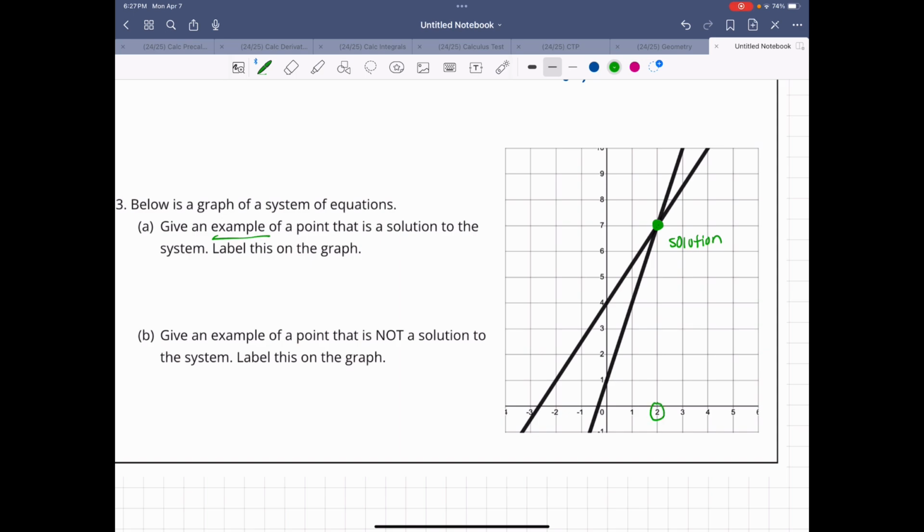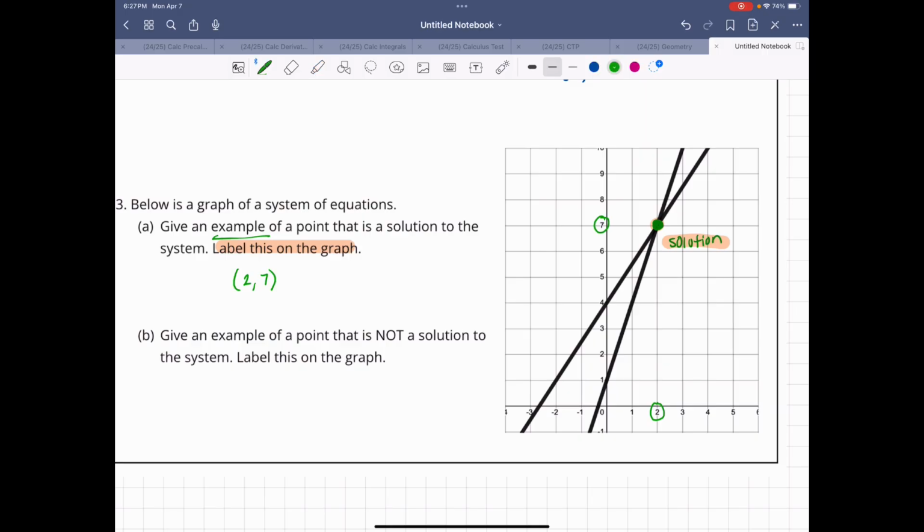So if we're asked to give an example, there's only one example here. We're going to identify the x-coordinate, 2, and the y-coordinate, 7. So I'm going to label that 2 and 7. Now the second part of this is to label this on the graph, which I did, labeled it as a solution.